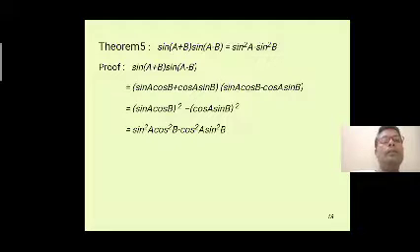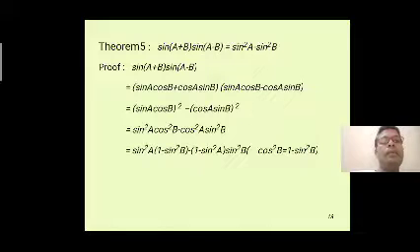That is equal to sin square A cos square B minus cos square A sin square B. Now we write sin square A into, in the place of cos square B we write 1 minus sin square B, minus, in the place of cos square A we write (1 minus sin square A) into sin square B. Since cos square B equals 1 minus sin square B and cos square A equals 1 minus sin square A.